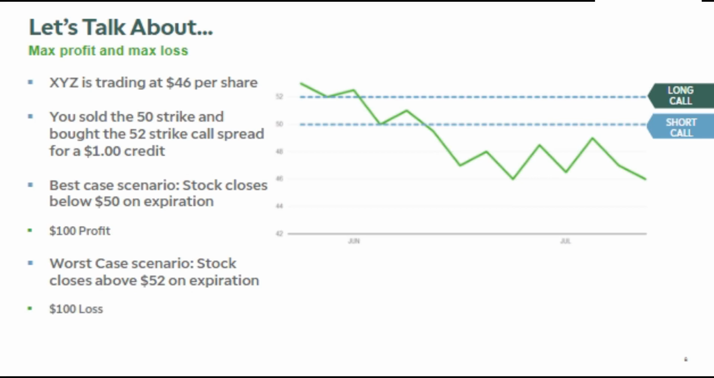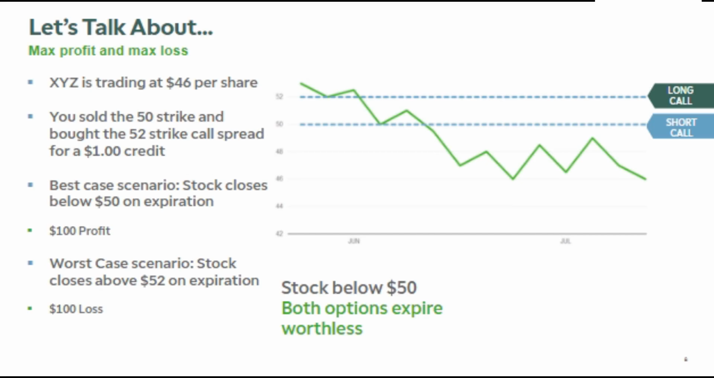All right, so again, to recap, stock below 50, both options expire worthless. What happens then? They just get removed from your account. There's no fee for that. There's no charge for that. It doesn't cost anything. The options are just removed from your account. Trade's over. You keep the premium you sold it for.